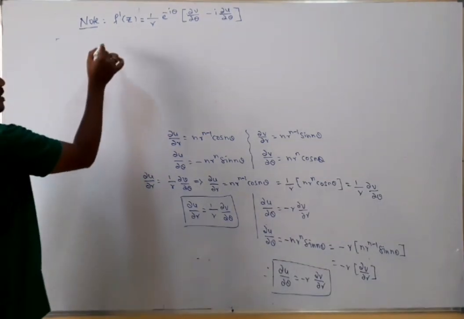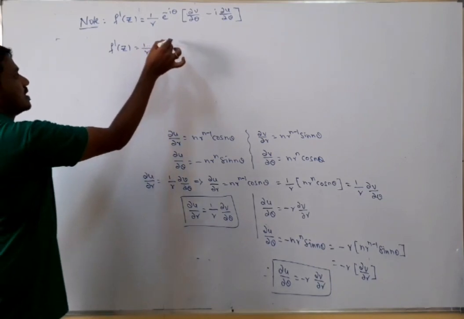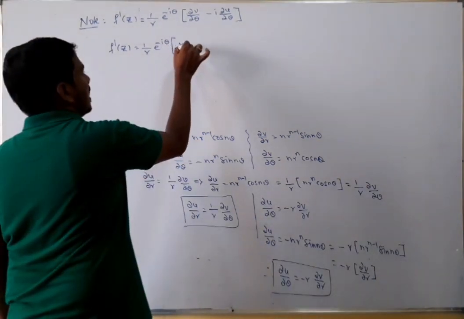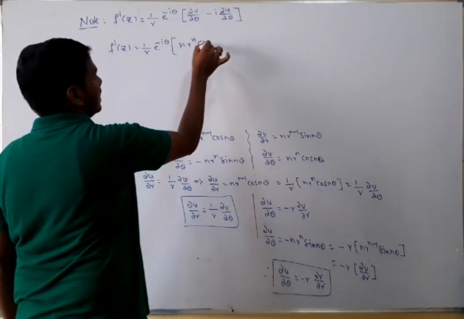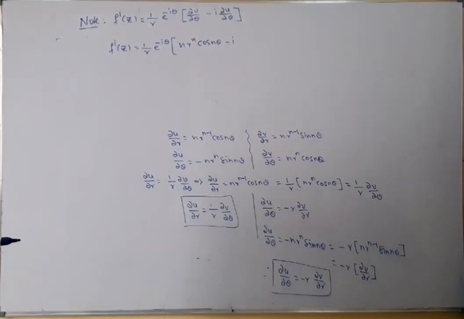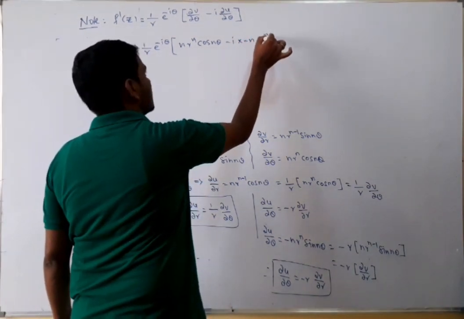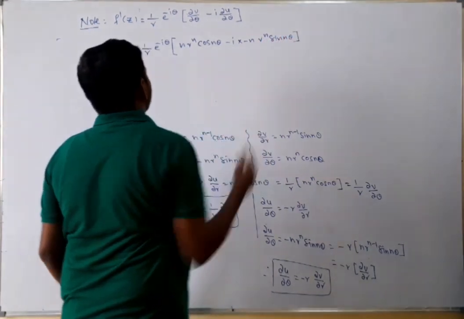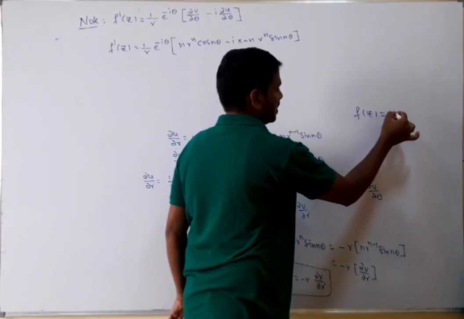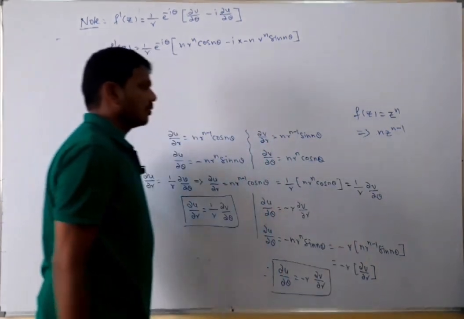Okay, f dash of z is equal to 1 by r e to the power of minus i theta dou v by dou theta. Dou v by dou theta is equal to n r to the power of n cos n theta, minus i dou u by dou theta. Dou u by dou theta is minus n r to the power of n sin n theta. Generally, you know that if f of z is equal to z to the power of n, the derivative of z to the power of n is n into z to the power of n minus 1. That is what I am going to prove.